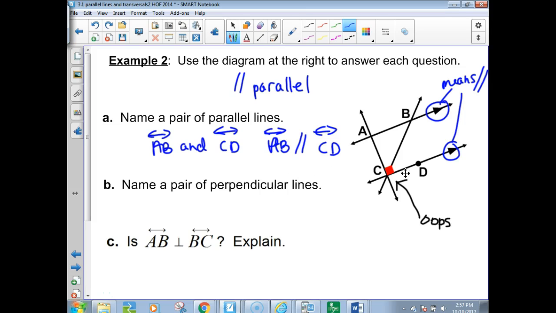A pair of perpendicular lines. Notice the oops on here. There was supposed to be a box right there. Please add a little right angle box there, which is going to tell us that line AC is perpendicular, upside down capital T for the symbol, line AC is perpendicular to line CD.